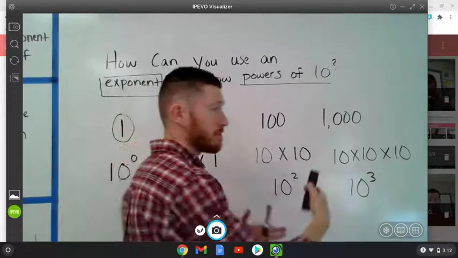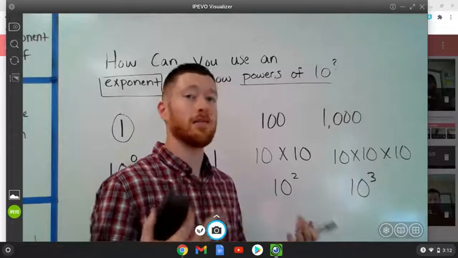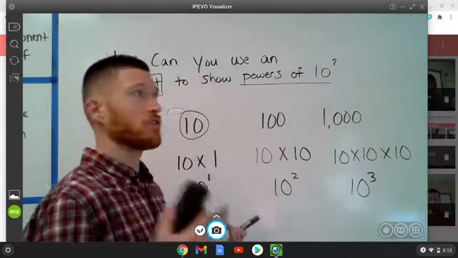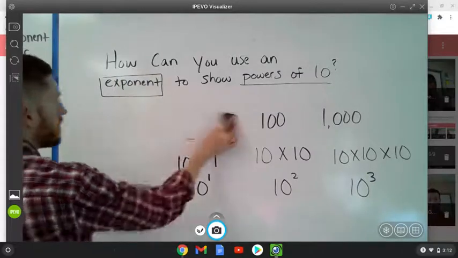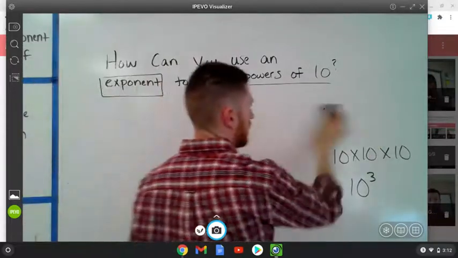Okay, so let's do a couple equations using powers of 10. And we could go up to 10 times 10 times 10 times 10, which would be 10 to the 4th power. You could do 10 to the 5th power. You could do 10 to the 12th power. It can go as high as you need it to.